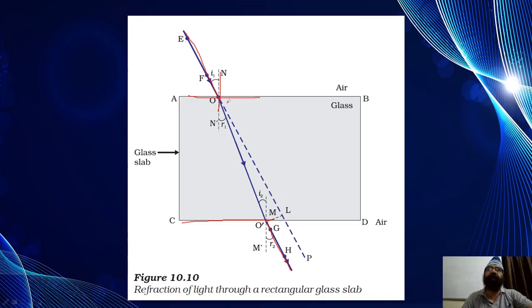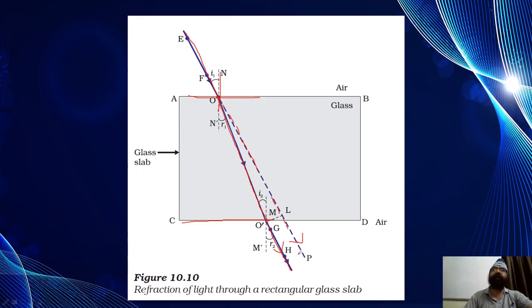So once I have removed the glass slab, I join O to O dash. Okay, O is the point of incidence on surface 1, that is AB, and O dash is the point of incidence on surface 2, that is CD. Got it? Next, I align my scale with the incident ray and I extend it. I see that my emergent ray is parallel to the incident ray.